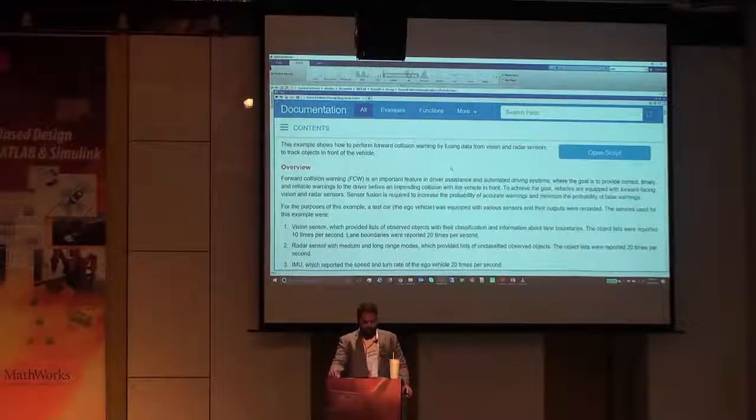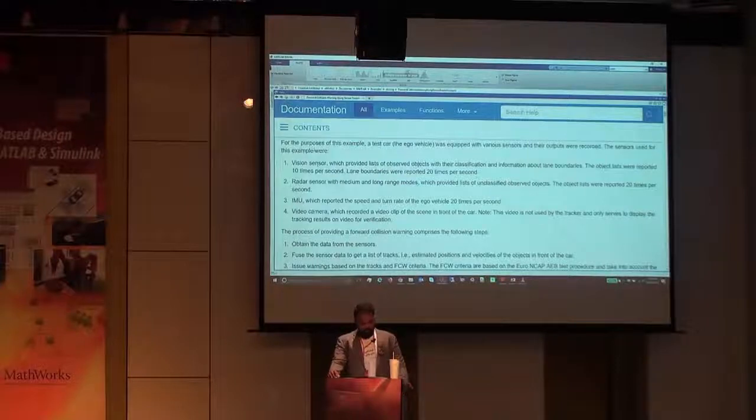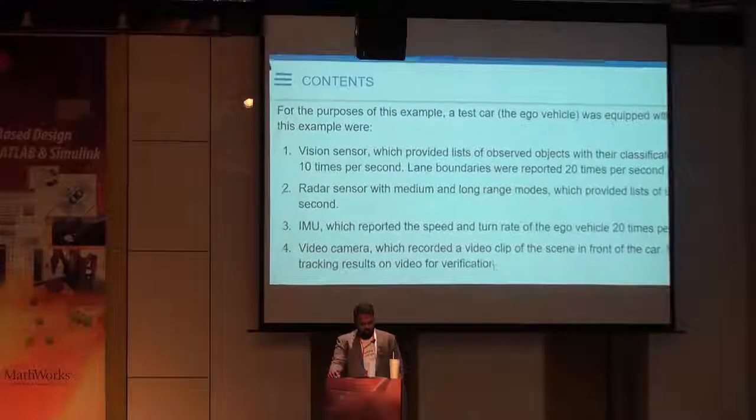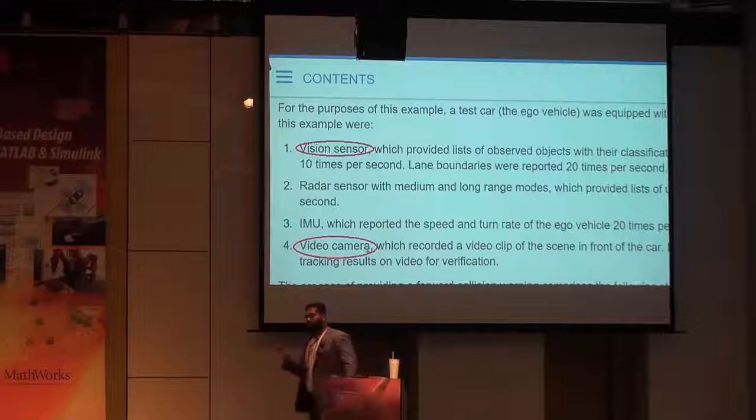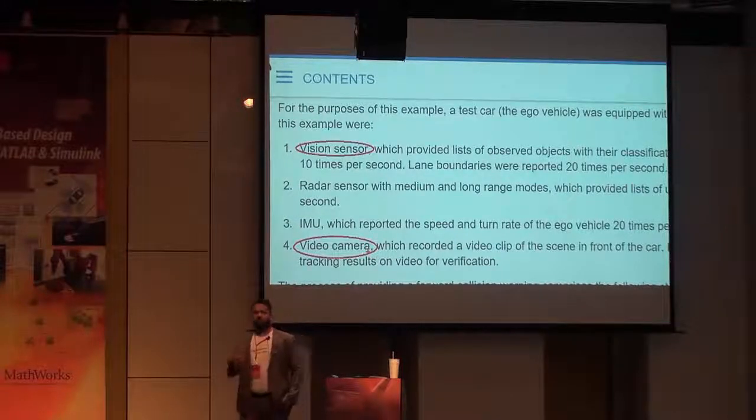That's the real question. So there are multiple sensors here. I'll point out that we have a vision sensor, a radar sensor, an IMU, and a video camera. Now, I highlight these two just to illustrate something. Notice that I have a vision sensor and a video camera. What do you think is the difference between a vision sensor and a video camera? Can anybody tell me?